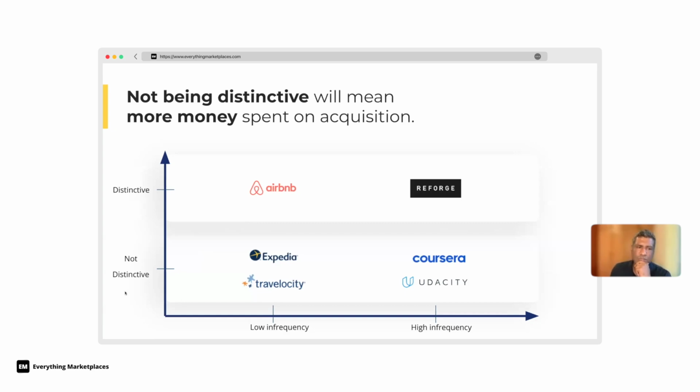So examples of distinctiveness are Airbnb and Reforge, for people who have not known. And in the days when it started, Coursera was good, but then there are a whole bunch of online platforms that came in for education. And the question is, how do you still stand out?